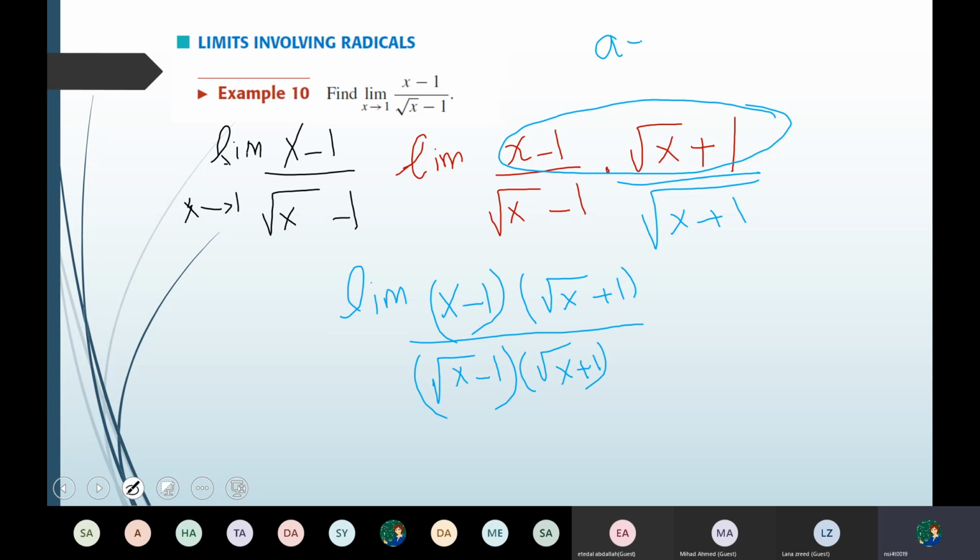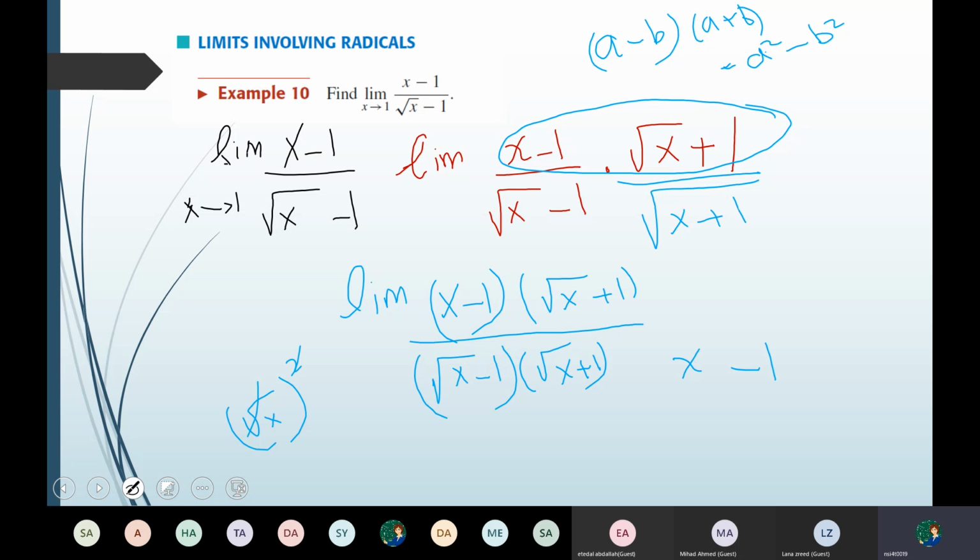Now, a minus b times a plus b equals what? a squared minus b squared. If you multiply them, you will get a squared minus b squared. Is it true? Yes, miss. Okay, so here square root of x multiplied by square root of x will be x, or the square root of x squared, and they cancel each other, so it will be x minus 1.